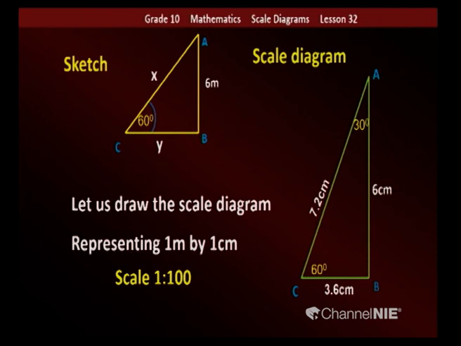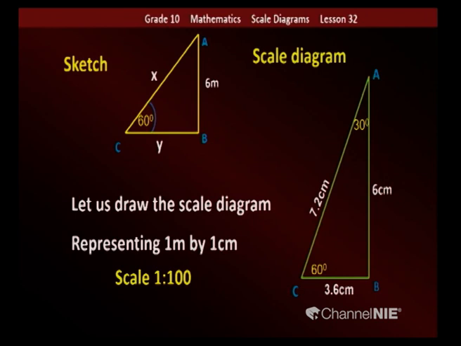AB is 6 meters. The question is, we have to find the length of x and y there. So, let us draw the scale diagram. I have selected representing 1 meter by 1 centimeter. Then it is easy. The scale is 1 to 100.